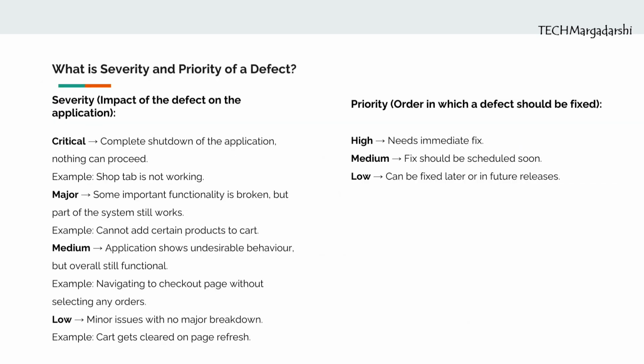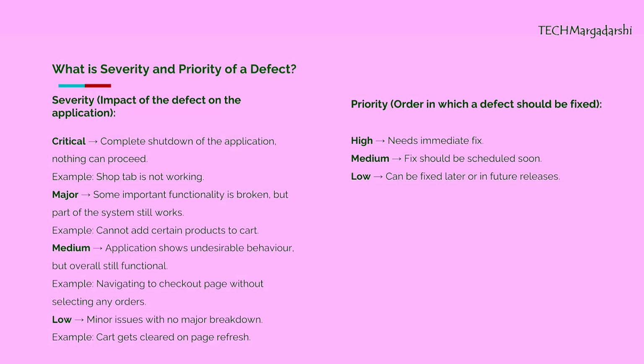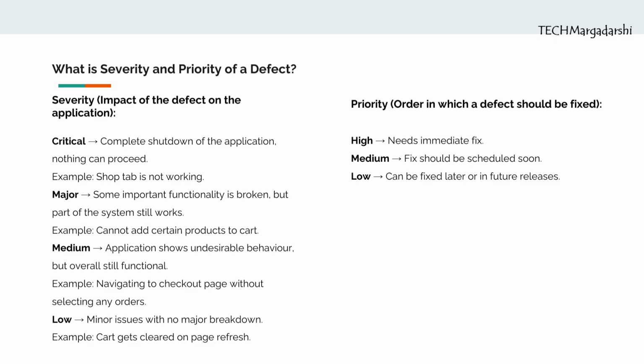What is severity and priority of a defect? Severity means how much the defect impacts the application. Critical, complete shutdown, nothing can proceed. Example, shop tab not working. Major, some key functionality broken but system still partially works. Example, cannot add a few products to cart.